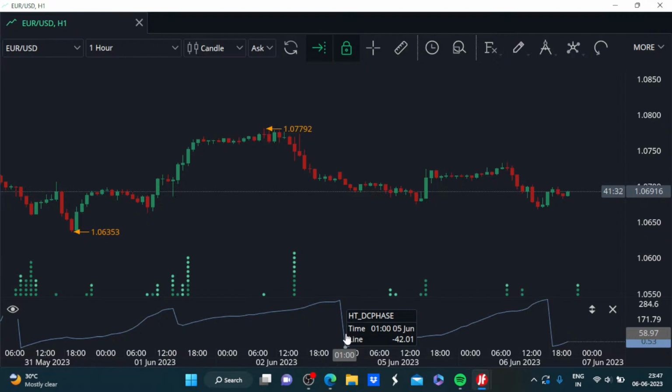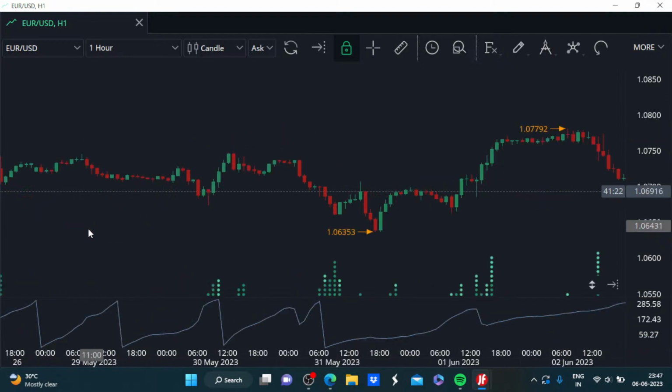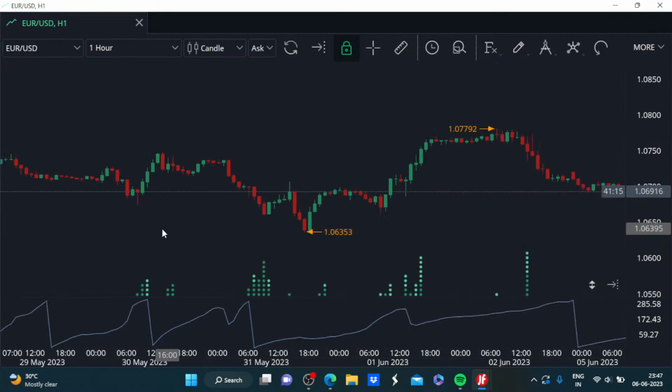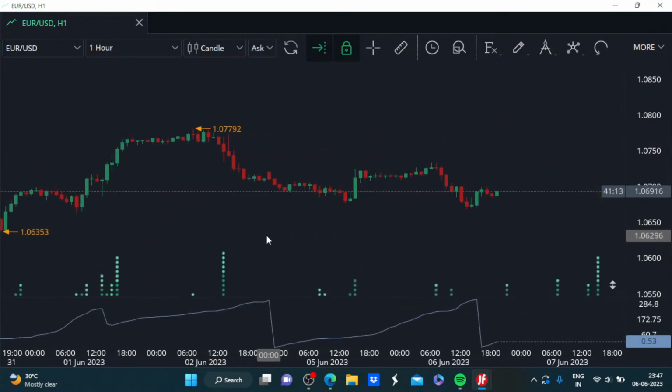If we look at the price moves and this plotting of the Hilbert transform DC phase indicator for the last couple of days, you will see that we would have been in a position to profit from these changes. There are two possibilities with the Hilbert transform dominant cycle phase indicator. We can use it in a couple of ways, and I will make you familiar with some of the ways in which we can use it.